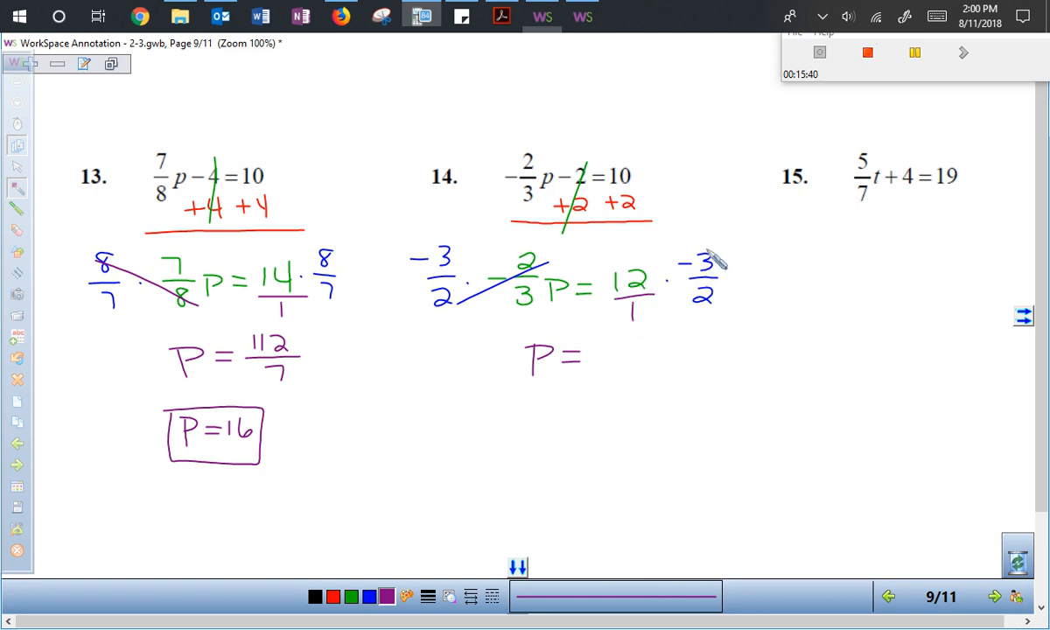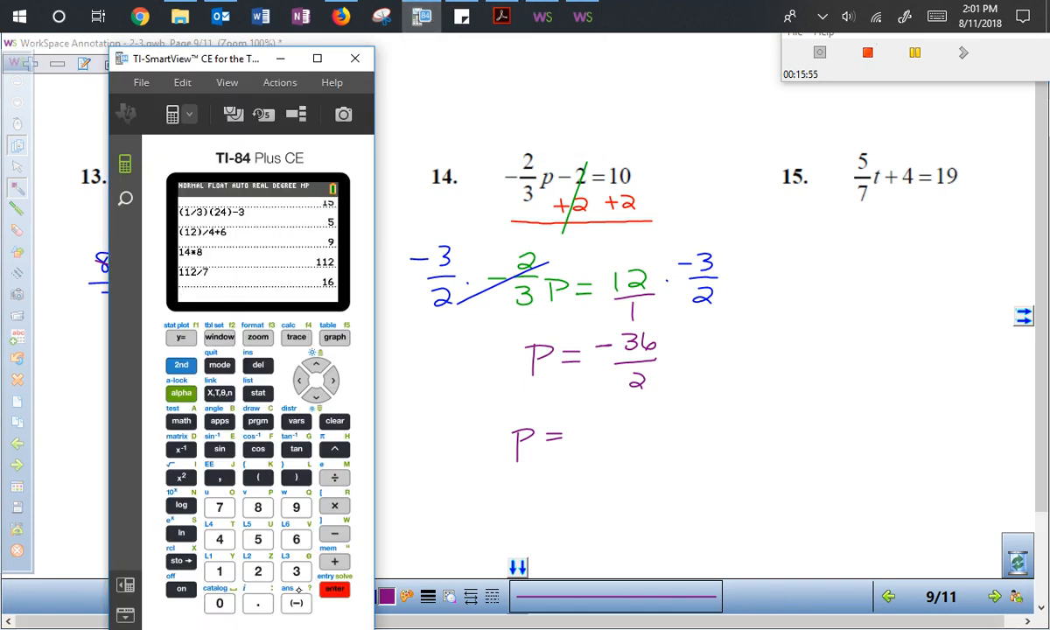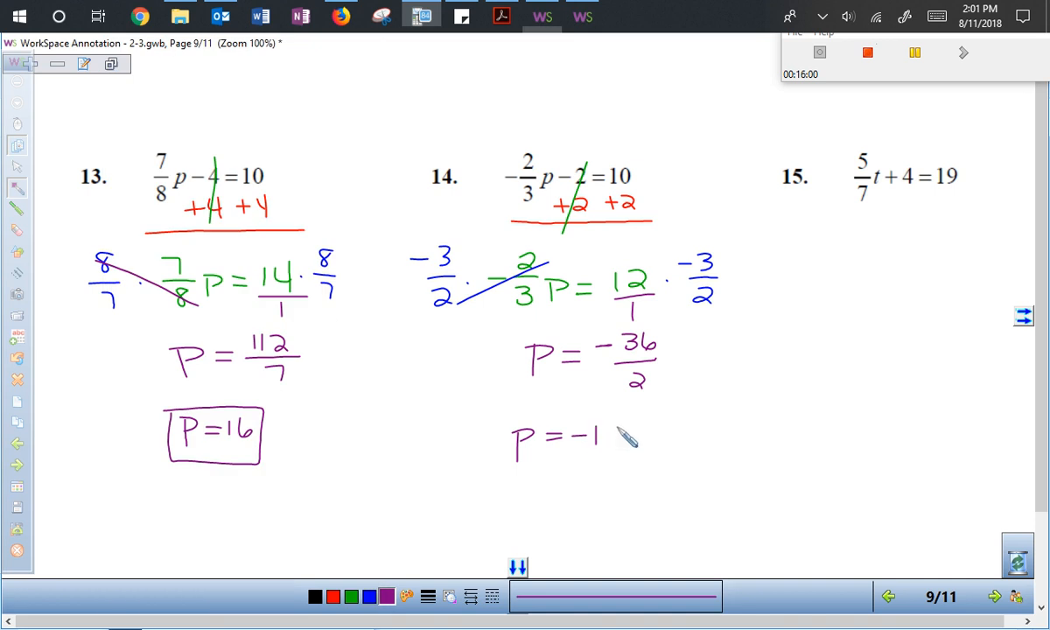12 times -3 is -36 over 1 times 2 is 2. Well, these are both even numbers, so we can simplify that. -36 divided by 2 gives me -18. Go ahead and pause the video. Check that in your calculator.